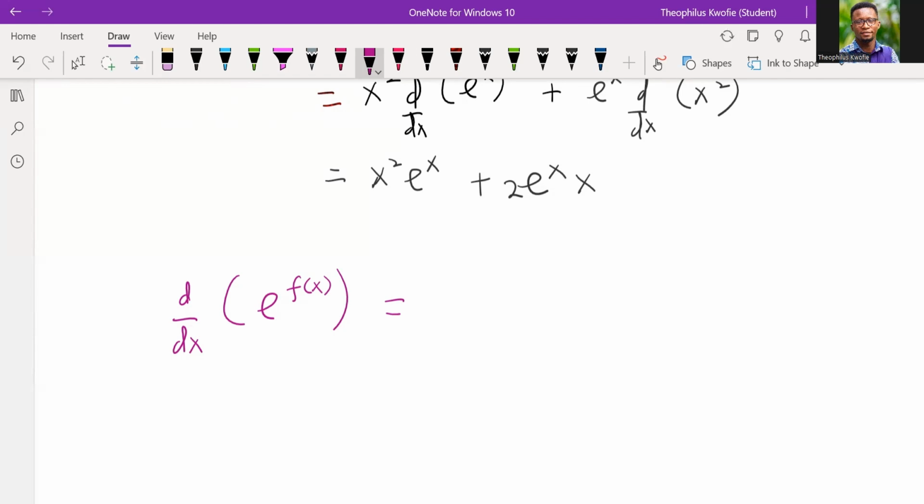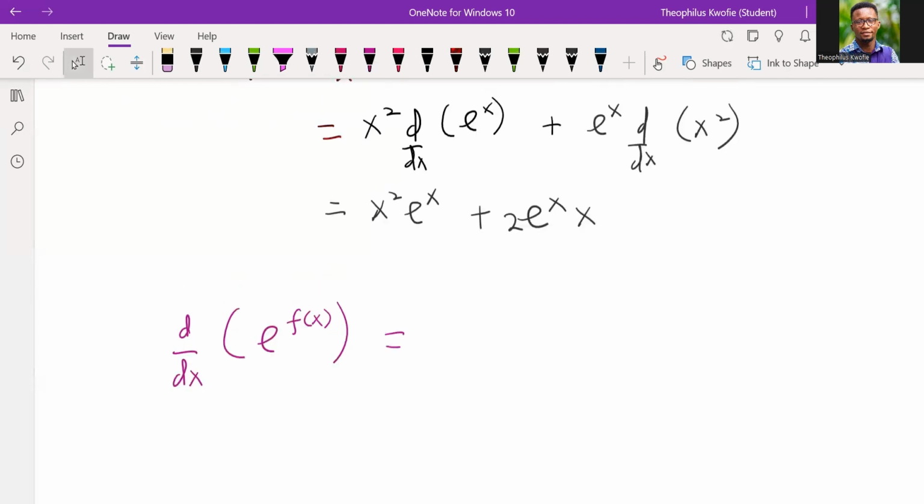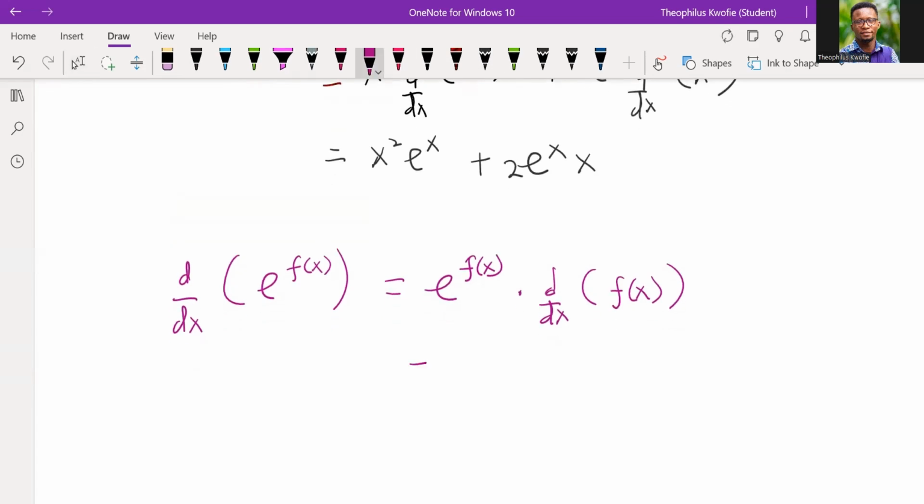So what we do is that we maintain the problem we are being given to solve. Then we multiply the problem by the derivative of the power. So this can also be written as e to the power f of x multiplied by the derivative of f of x, which is f prime of x. Let's take note of this.